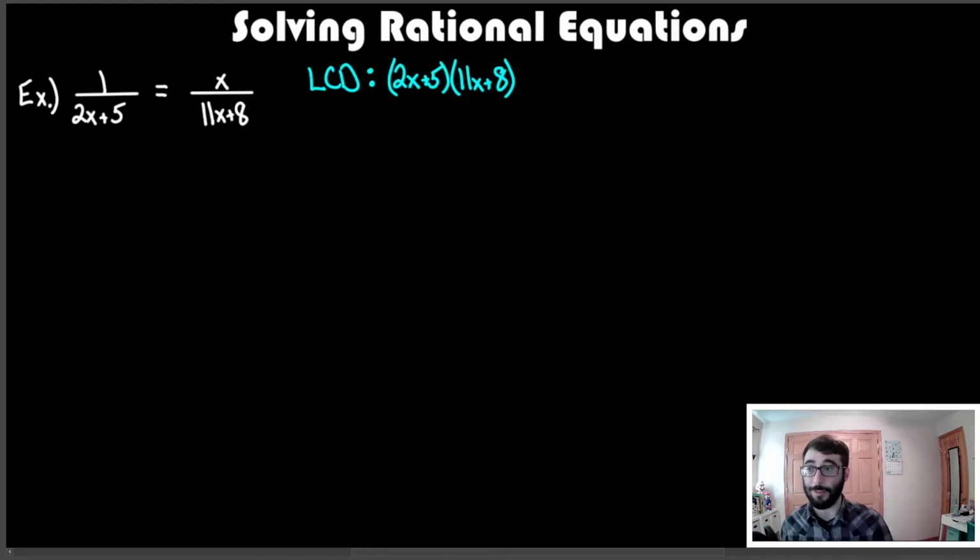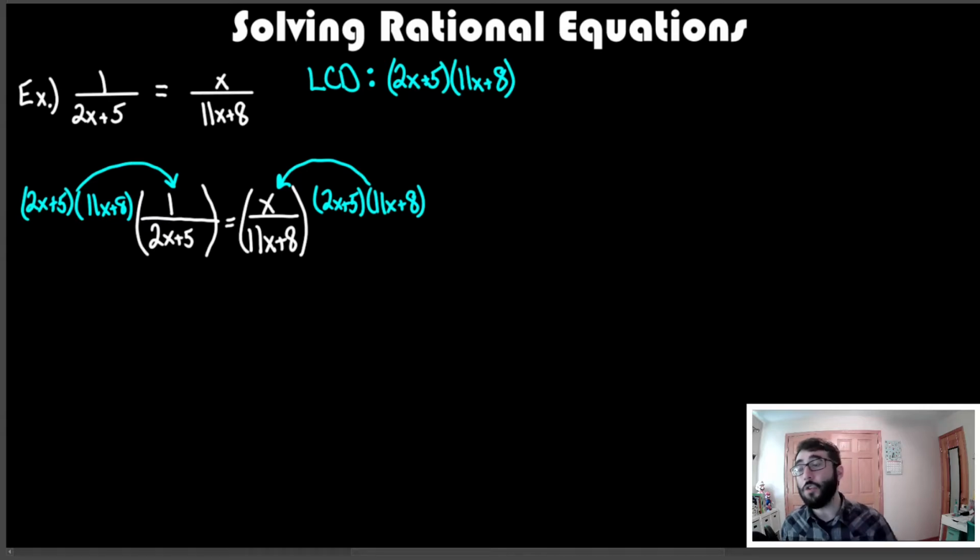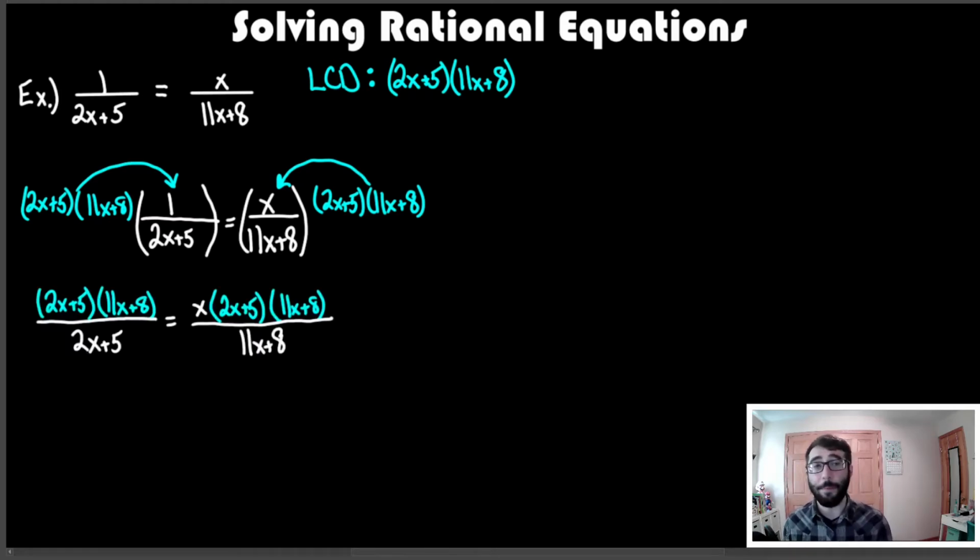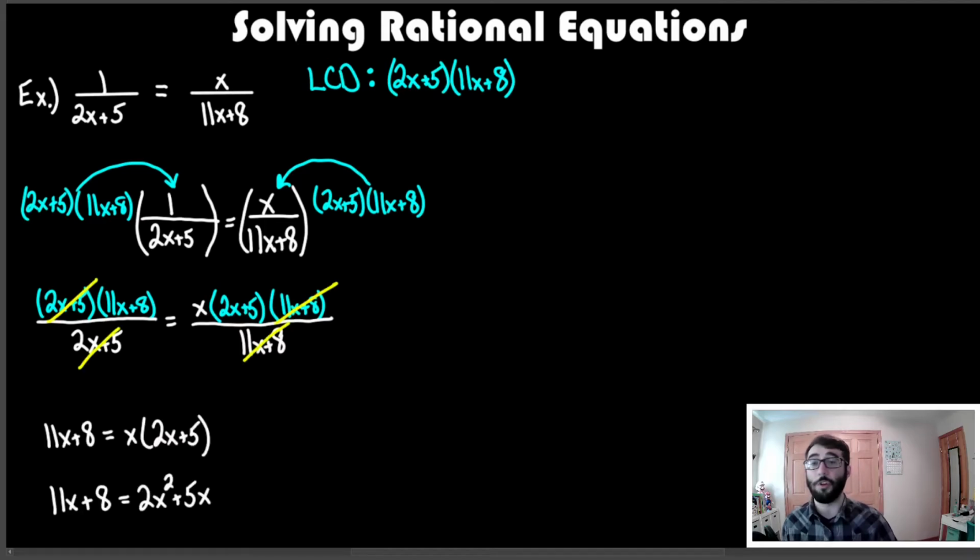And that would be a 2x plus 5 and an x plus 8. And what you're actually doing is you're multiplying each side of the equation, both sides of the equation, through that least common denominator. And what ends up happening is when you multiply each side by the least common denominator, this is known as clearing the fractions, because as you can see, the 2x plus 5s would cancel here, and the x plus 8s would cancel here, which would leave us with that very expression. x plus 8 is equal to x times 2x plus 5. And then from there, you would go ahead and solve.